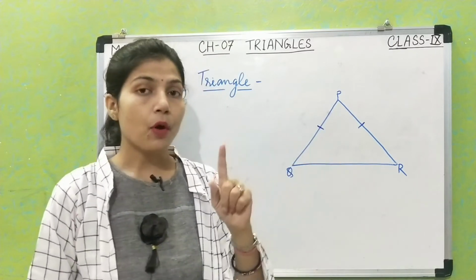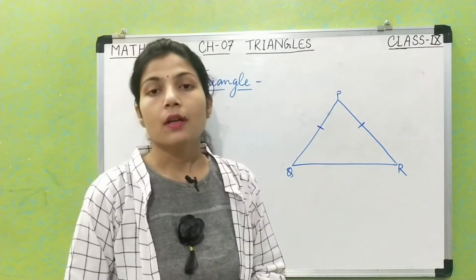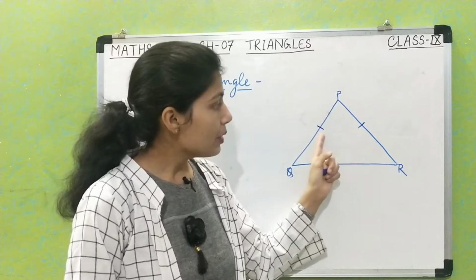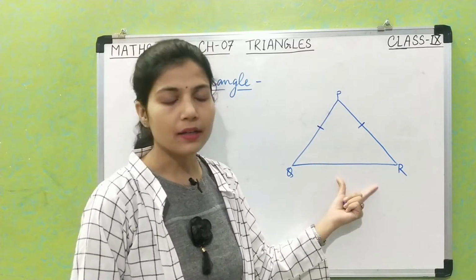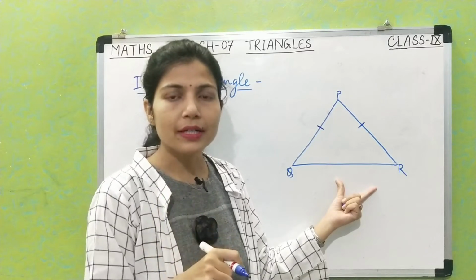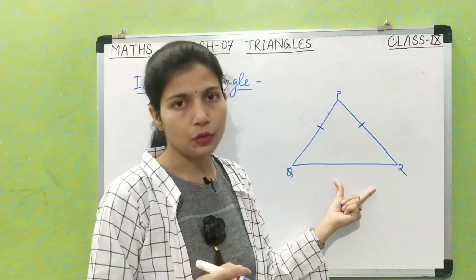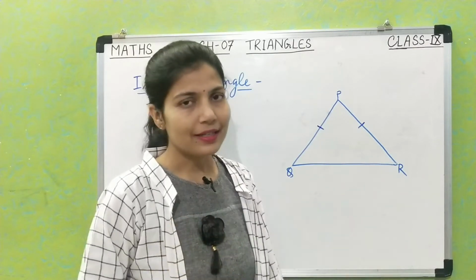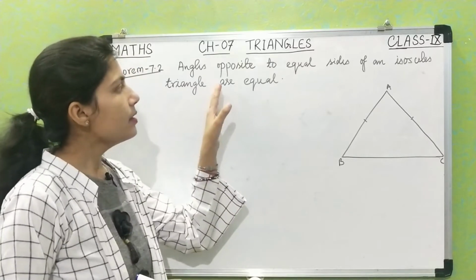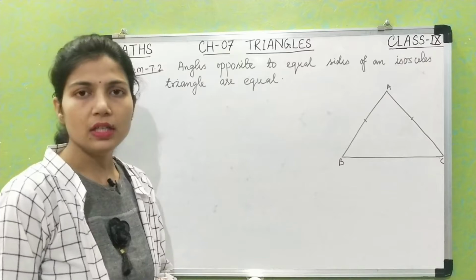Okay, and one property we have read in 7th class about this isosceles triangle, that angles opposite to the equal sides of an isosceles triangle are equal. So this property we will understand by using congruency criteria through theorem. Okay, so let's see the theorem. The theorem is angles opposite to equal sides of an isosceles triangle are equal.